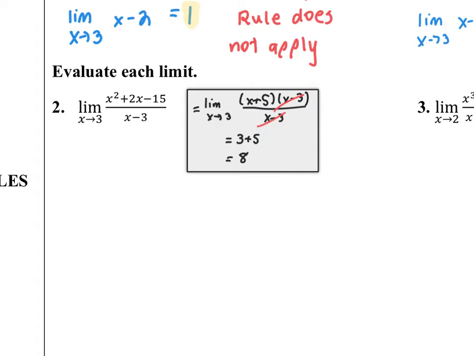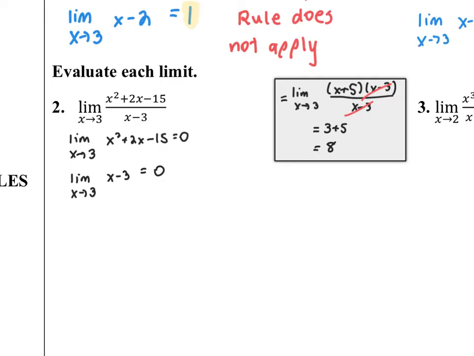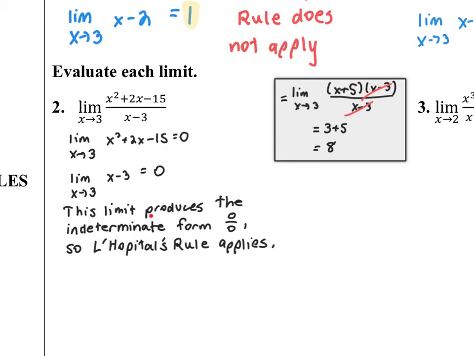Using L'Hopital's rule, I'm going to work the same problem. So I'm going to start like we started in 1b by finding the limit of the numerator and of the denominator. I do that first to verify my 0 over 0, and then I write this statement. And my statement says this limit produces the indeterminate form 0 over 0, so L'Hopital's rule applies. You can use that just as a script. You're going to see every example that I do is going to start with these 3 steps: finding the limit of the numerator, the limit of the denominator, and then making this statement, and now I'm going to use L'Hopital's rule.